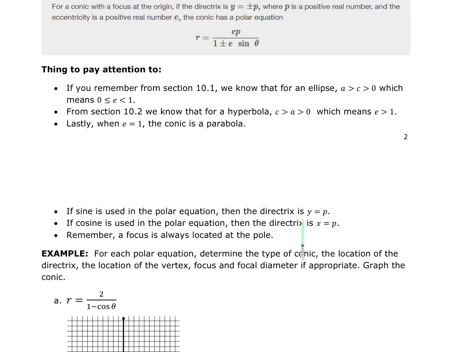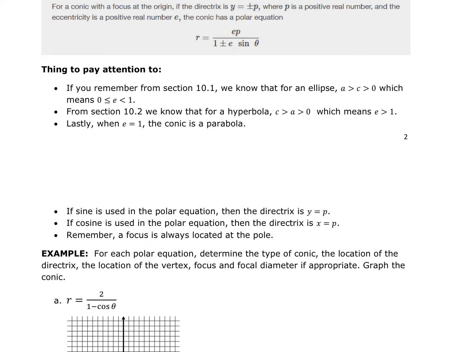If sine is used, then the directrix is above or below the pole. If cosine is used, the directrix is left or right of the pole. And remember, a focus, if you have more than one, is always located at the pole.